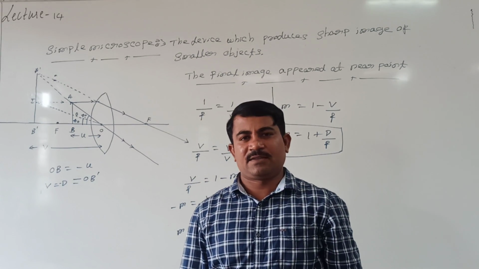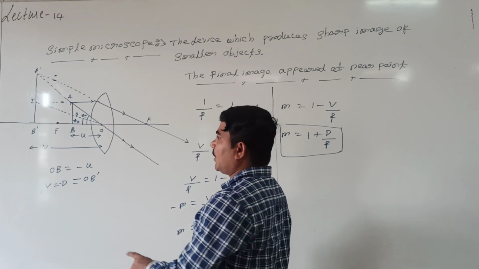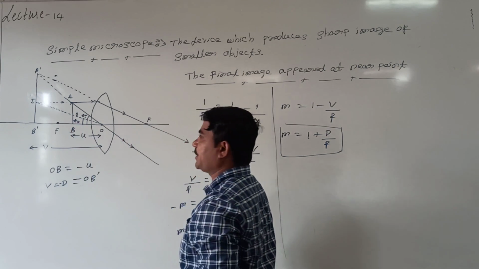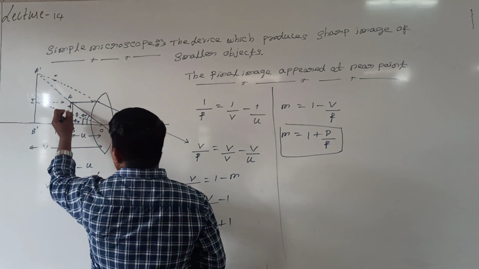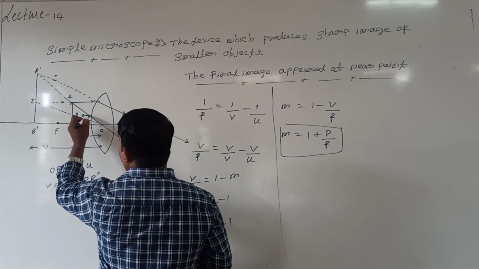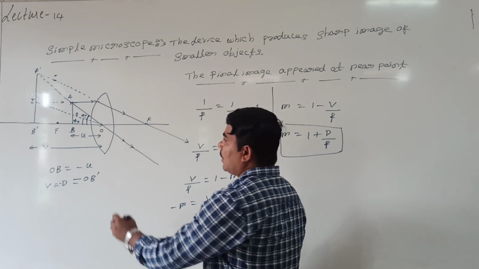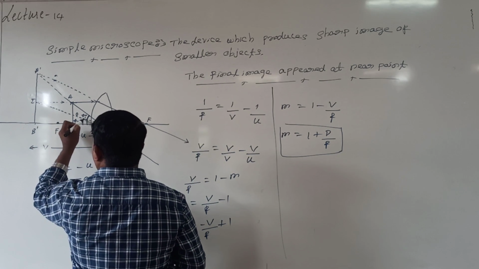We know angular magnification. Angular magnification is the ratio of the angle made by the image to the angle made by the object. Here two triangles are there. Which is the triangle? See here, OAB looks like one triangle. In OAB, theta is nothing but the angle. One more triangle looks like OIB dash. In this triangle, theta naught is nothing but the angle made by the object.